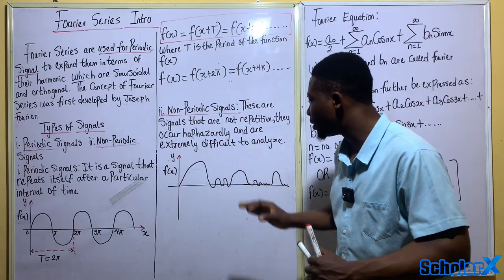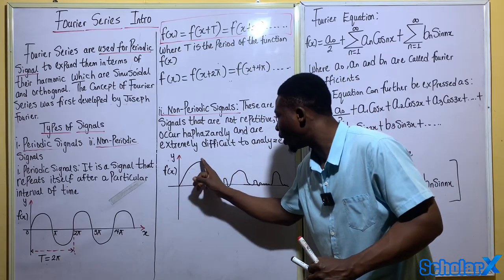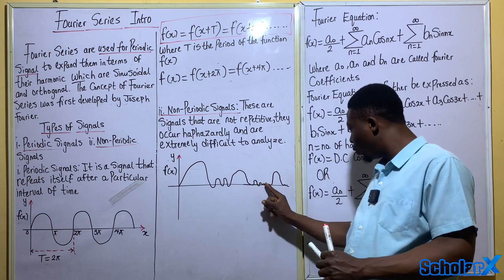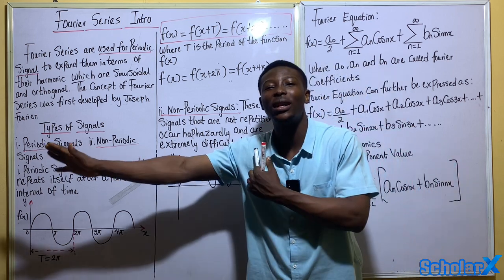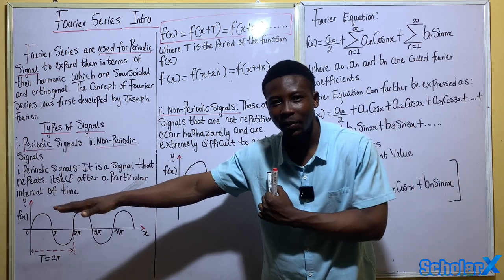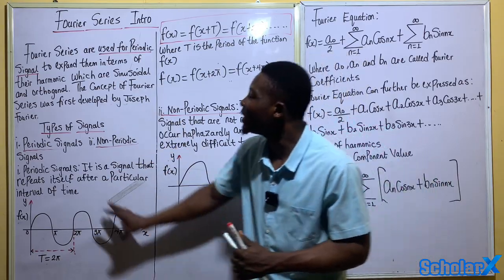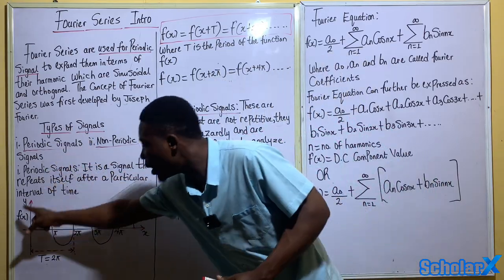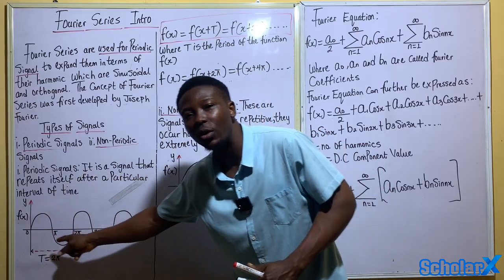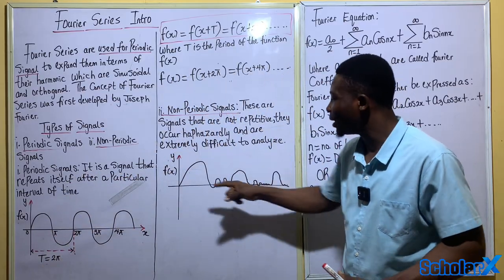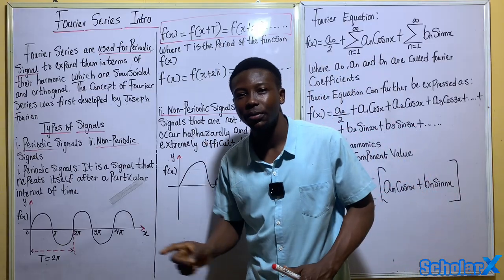Now take a look at this diagram. You see, it starts from here and then it moves like this. Before you know it, it comes here, and before you know it, it moves down here. So it is not constant. It does not have a regular pattern, and many times it is very difficult to analyze. So the earlier one is a periodic function, and diagrammatically, that is its expression. And this is a non-periodic function or signal, and diagrammatically, this is the expression.